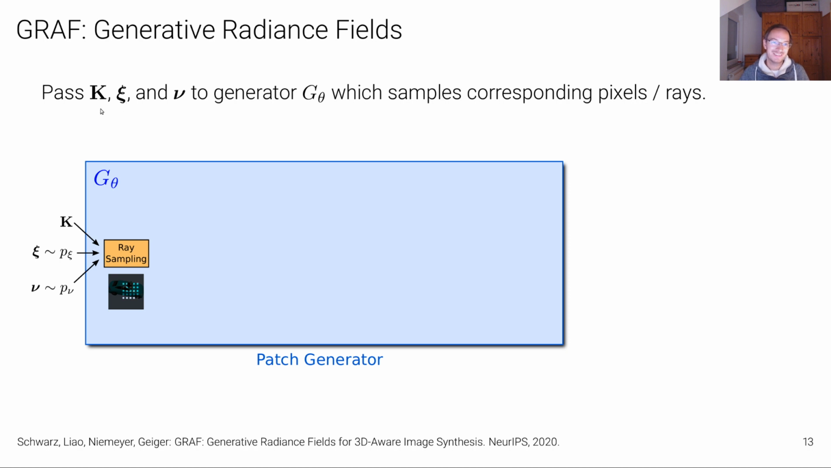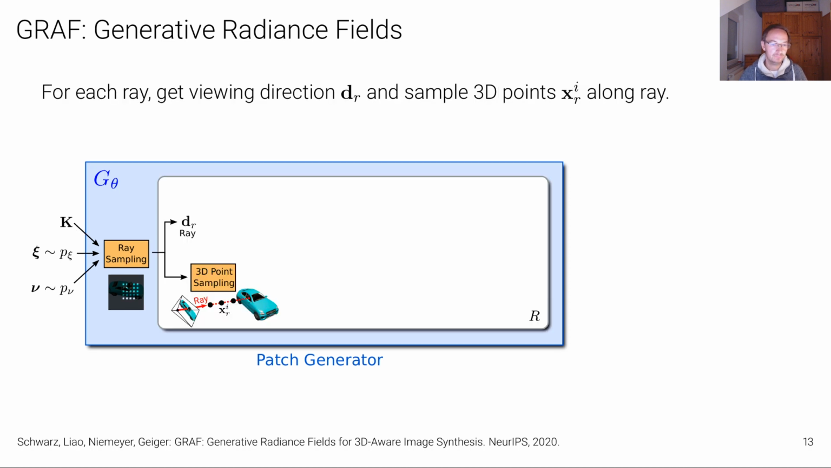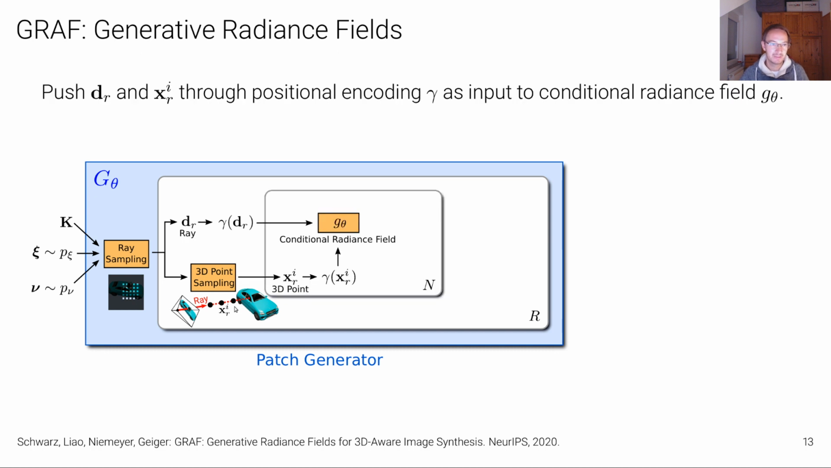Next, we pass the intrinsics, the extrinsics, and the sampling pattern to the generator G theta, which samples corresponding pixels and rays based on the sampling pattern. For each ray, like in NeRF, we get the viewing direction dr and the sample points, 3D points along the ray, as illustrated here at the bottom. And then we push this view direction and the 3D points through a positional encoding, as illustrated here, and use them as input to a conditional radiance field.